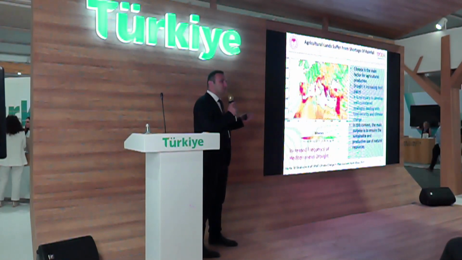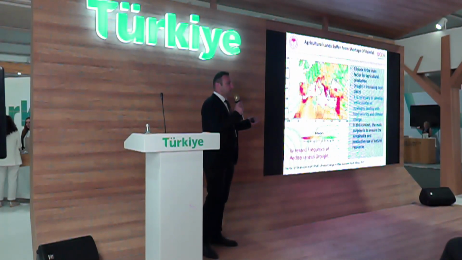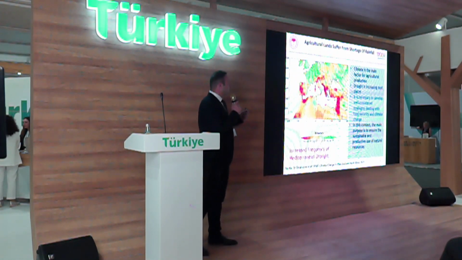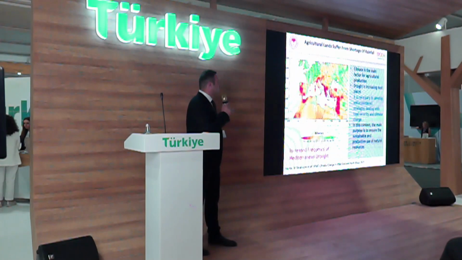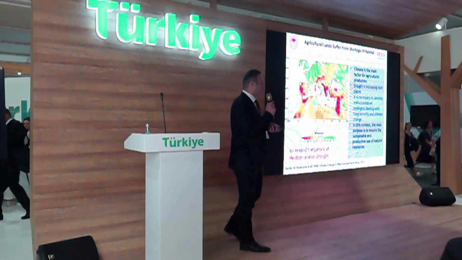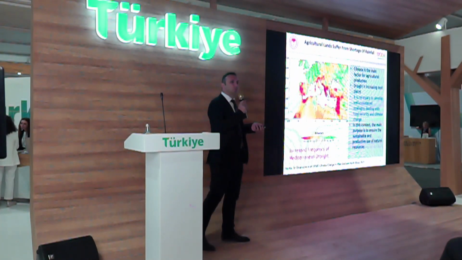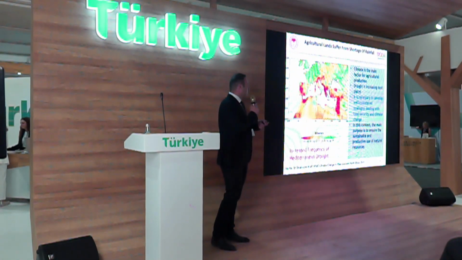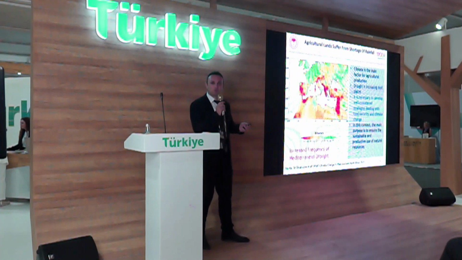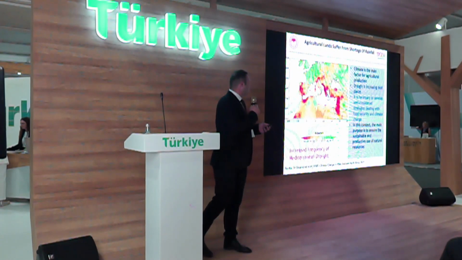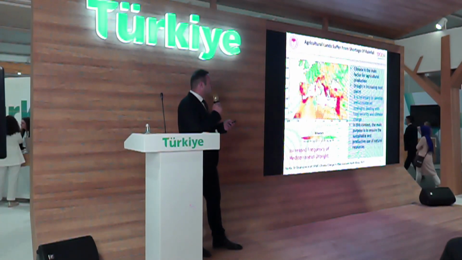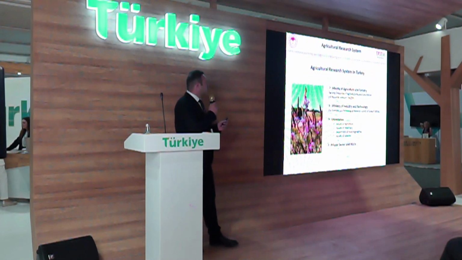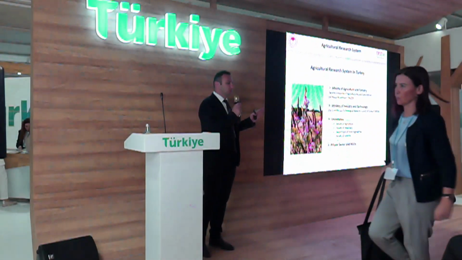Also, not just the increases, but the frequency of droughts is increasing. That's why it is necessary to develop well-considered strategies to deal with food security and climate change. In this context, the main purpose is to ensure the sustainable and productive use of natural resources. Okay, I will continue with the agriculture research system in Turkey.